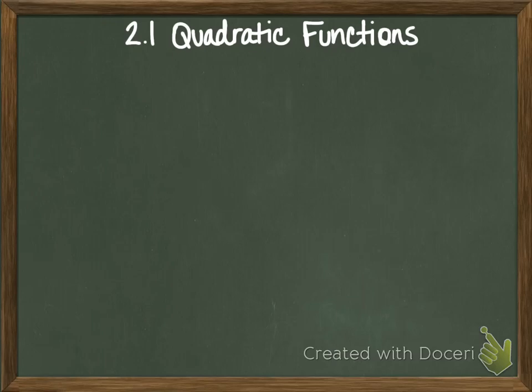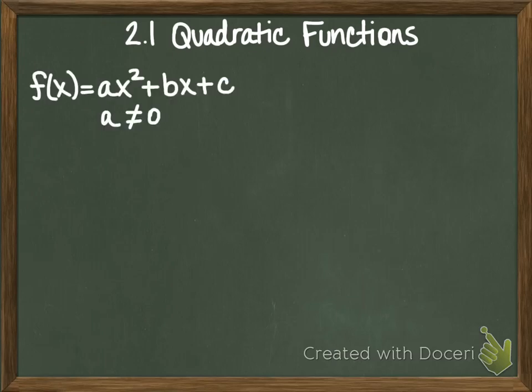Section 2.1 on quadratic functions. So we're going to start with f of x equals ax squared plus bx plus c, and a cannot equal 0. If a was equal to 0, the x squared term would cancel out, and we'd just be left with bx plus c, which would be a linear term. So a has to be some number other than 0.